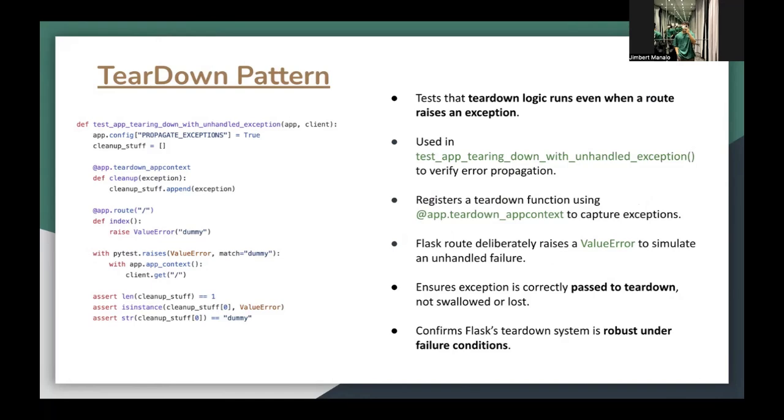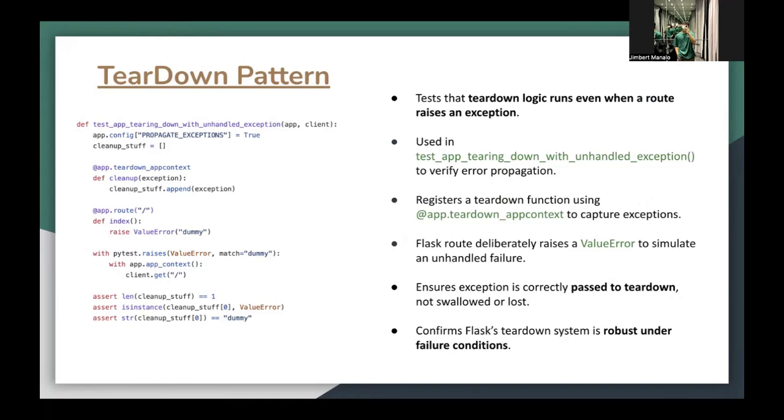So again, this test isn't just checking the teardown ran, it's also verifying the error was correctly passed into the teardown logic, which can be important for logging, recovery, or cleanup decisions in real apps. So why is this pattern so critical in Flask?